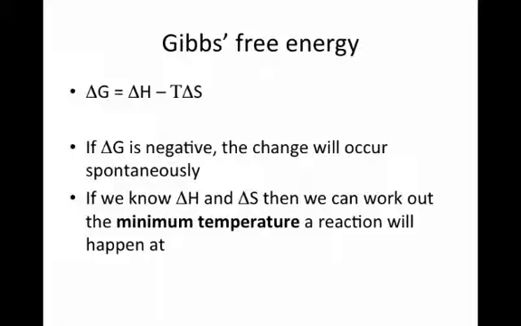If you think about it, the hotter something is, the more disordered it is because the particles move around more. If delta G is negative, the change is going to happen spontaneously. So this value predicts to us theoretically whether a reaction will happen when we experiment. If we know what delta H and delta S are, we can also work out the minimum temperature a reaction will happen at, because that would be when delta G is 0. So if we set delta G to 0, we can find out what the temperature needs to be for a reaction to happen. Let's do that now for this reaction.